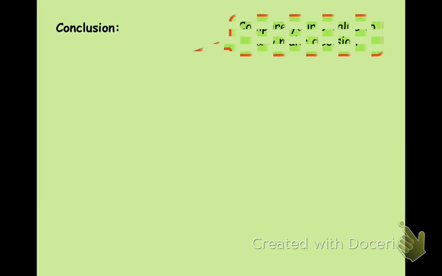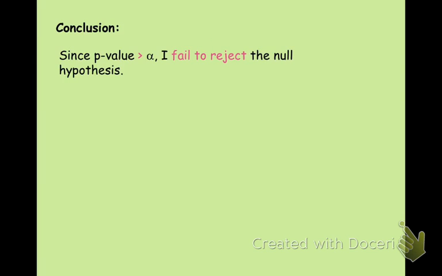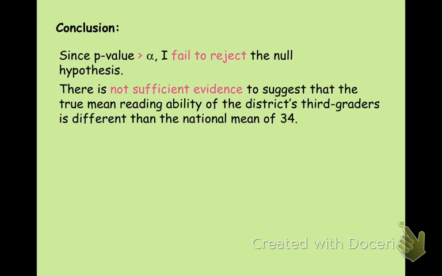Let's go ahead and state our conclusion. Remember, we always compare our p-value to alpha, our level of significance, when we're making our decision. In this case, our p-value is much greater than alpha, so we will fail to reject the null hypothesis. That's what we do in terms of the null hypothesis. We also write our conclusion in terms of the alternative. Therefore, we would say, there is not sufficient evidence to suggest that the true mean reading ability of the district's third graders is different than that of the national mean of 34.